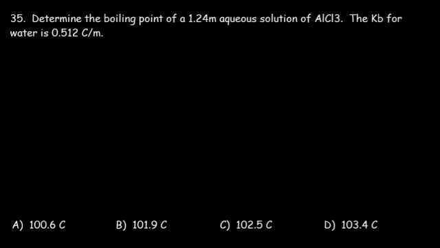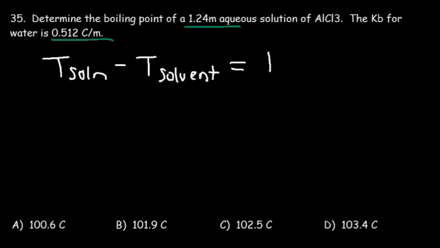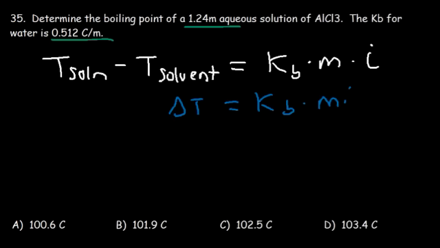Number 35. Determine the boiling point of an aqueous solution of aluminum chloride. So in this problem, we have the molality, we have the Kb. The equation that we need is the temperature of the solution minus the temperature of the solvent is equal to Kb times the molality times the Van Hoff factor. You might have seen this equation as delta T equals Kb times m times i. Just keep in mind that delta T is the temperature difference between the boiling point of the solution and the boiling point of pure water.